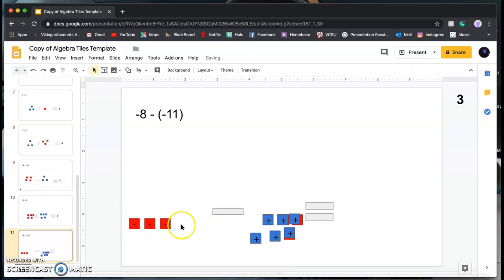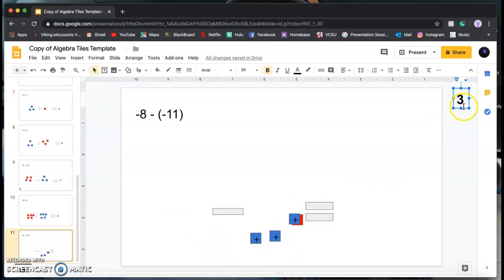Alright, so now I have 3 negatives and 6 positives. So I know I can keep on going. Delete another one. Alright, 2 negatives left. Okay, we're just going to delete that one early, I guess. Alright, so what I'm left over is 3 positives. So now I know my answer is going to be a positive 3.